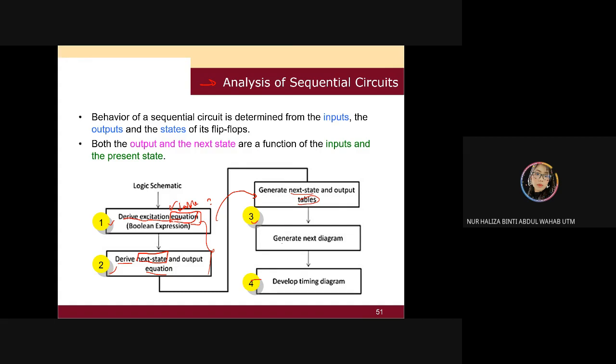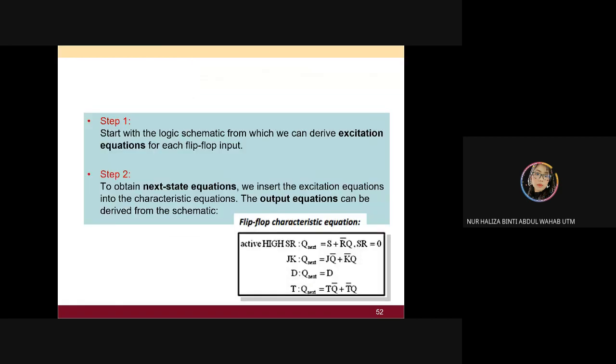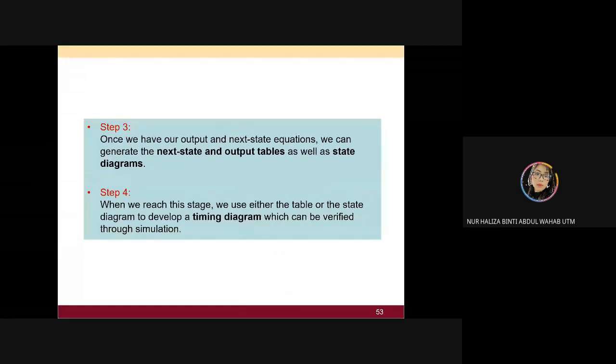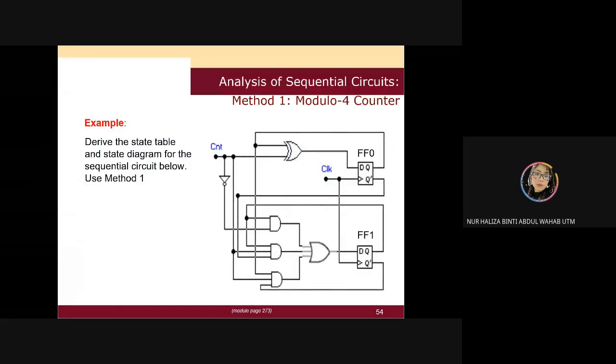Then you need to generate the next step table, diagram, sorry. And lastly, your timing diagram. This one, I think you are familiar with. It's not going to be hard to create the next step diagram, similar to your timing diagram. So let's take a look at the step by step here. You can go through step 1, step 2. You can read by yourself there, but it's better to look into the example.